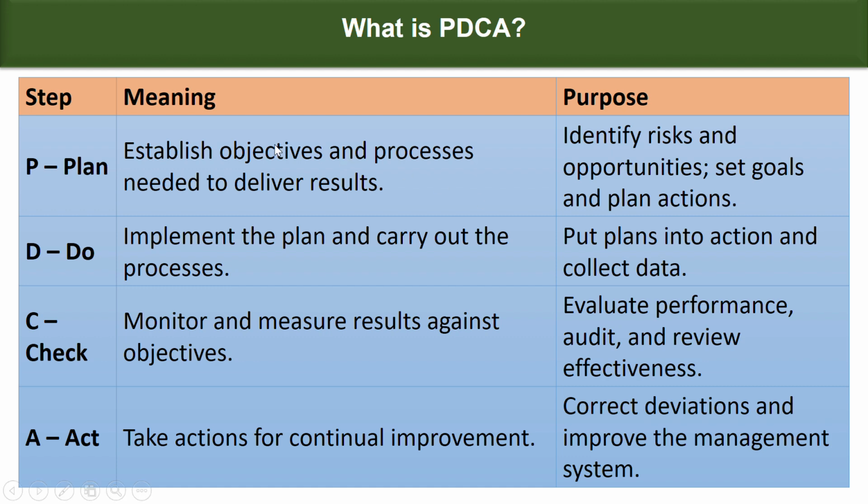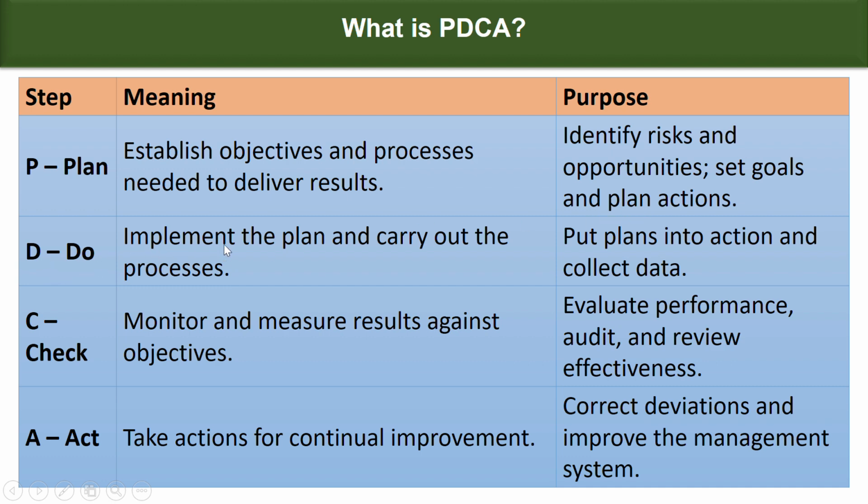Now we will look at what P stands for, what D stands for, what C and A stand for. And after this we will cover what each one means, and then the purpose. Plan. P is plan. Establish objectives and processes needed to deliver results. Purpose: identify risks and opportunities.